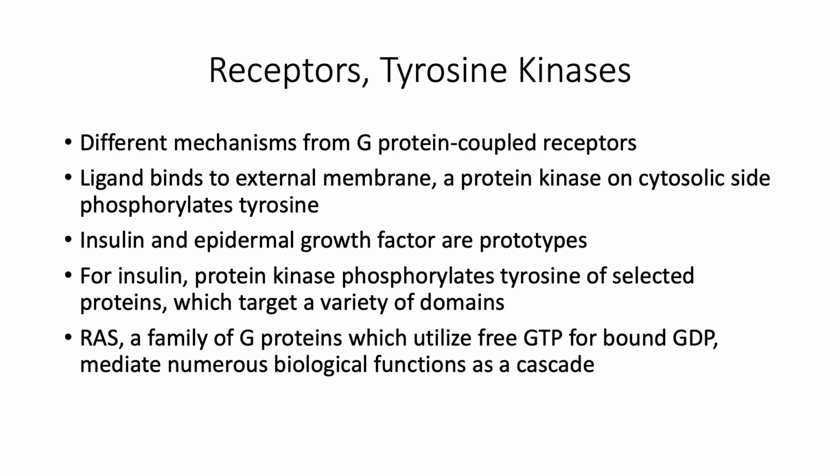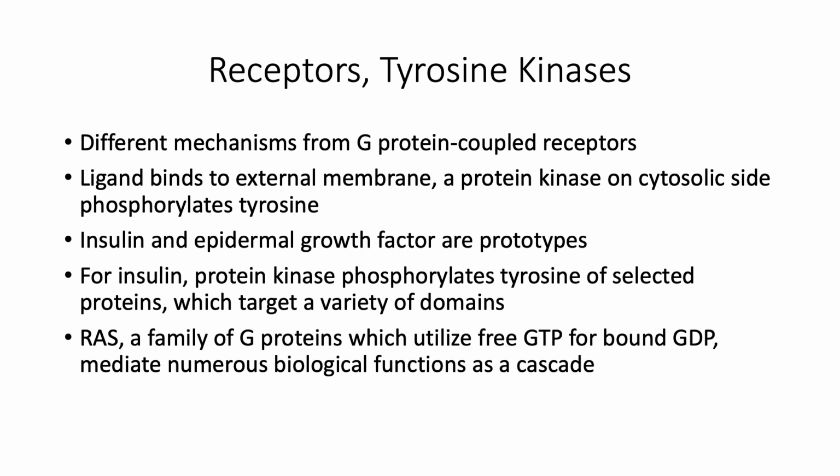So in this example, we have a ligand binding to the external membrane, and there is a protein kinase on the cytosolic side which phosphorylates tyrosine. Kinases, by definition, are enzymes which phosphorylate substances. So tyrosine is phosphorylated. Prototypes for this are insulin and epidermal growth factor. So for insulin, protein kinase phosphorylates tyrosine of selected proteins, and these target a variety of domains.